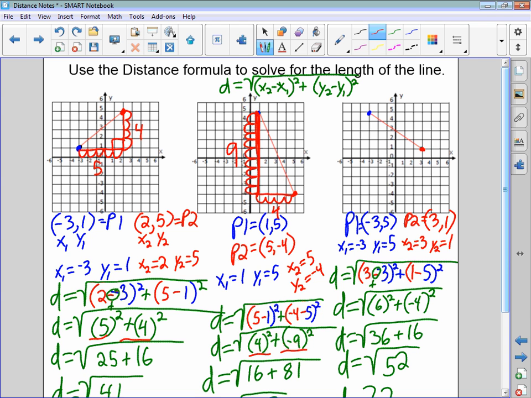This last one here, draw my horizontal, draw my vertical, I end up with a right angle, and I get 1, 2, 3, 4, 5, 6. I get 1, 2, 3, 4. I get 4 and 6. I had 4 and 6.